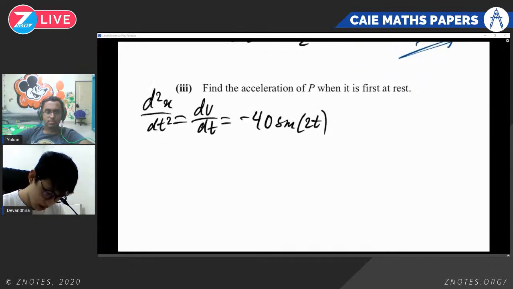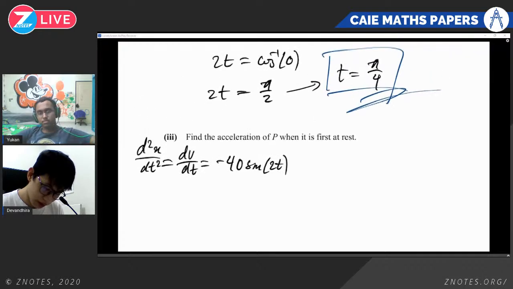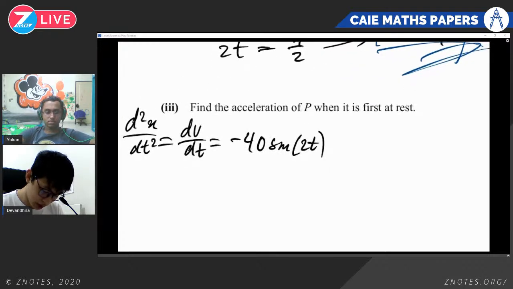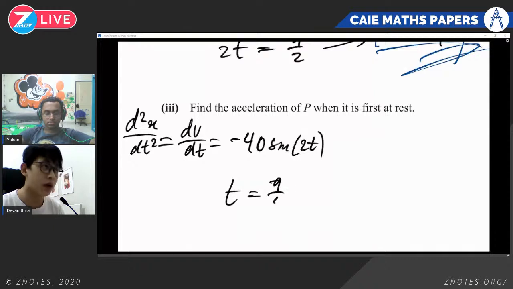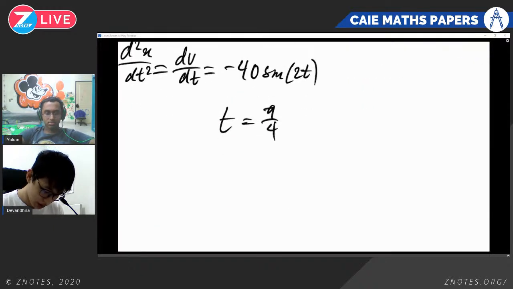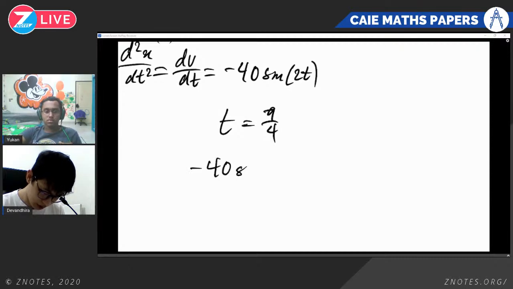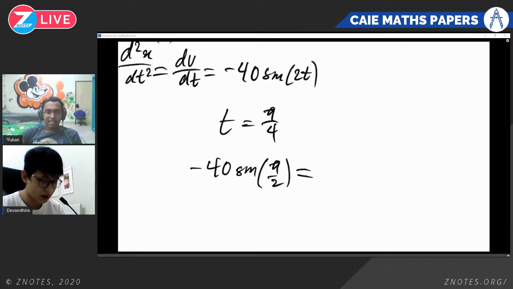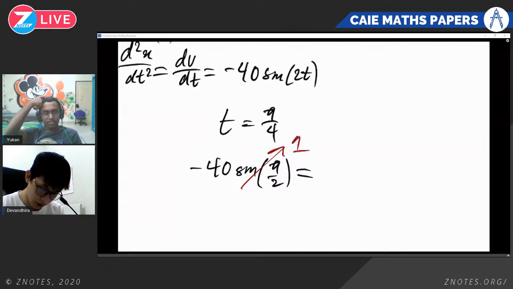Okay. Now, we found what t was. We just have to plug it in. t is equal to pi over 4, correct? Then we just have to plug it in. It's negative 4t sine of pi over 2, because the 2 and 4 cancel. And sine pi over 2 is just 1. So you'd get negative 40. Alright, so negative 40 it is.